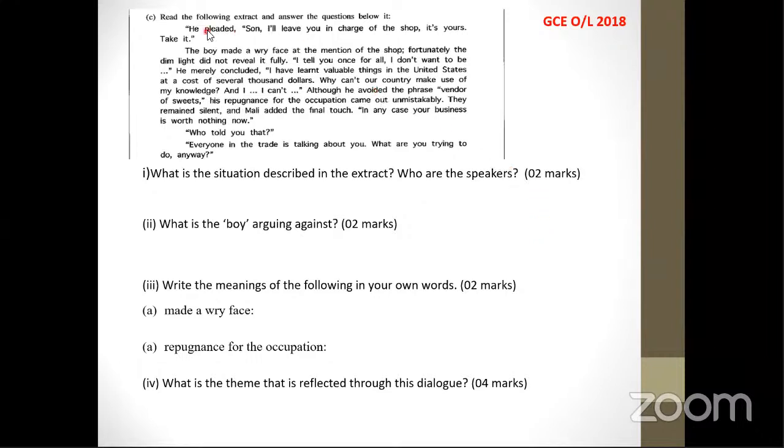Right. So once again, read the following extract and answer the questions below. We start with, he pleaded, son, I leave you in charge of the shop. It's yours, take it. Starting from that, ending with everyone in the trade is talking about you. What are you trying to do anyway? So we know both father and son. Father is Jagan and son is Mali. What is the situation described in the extract? Who are the speakers?